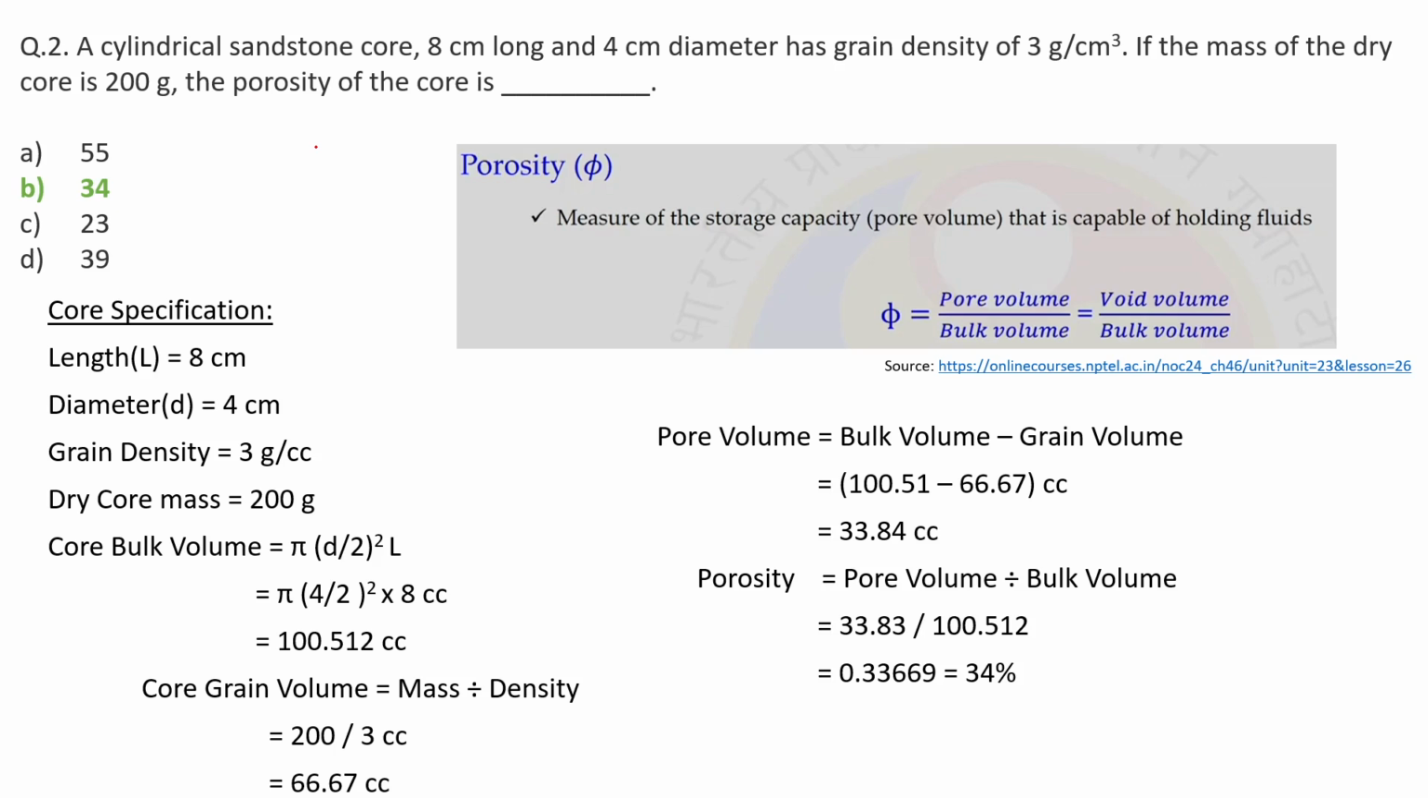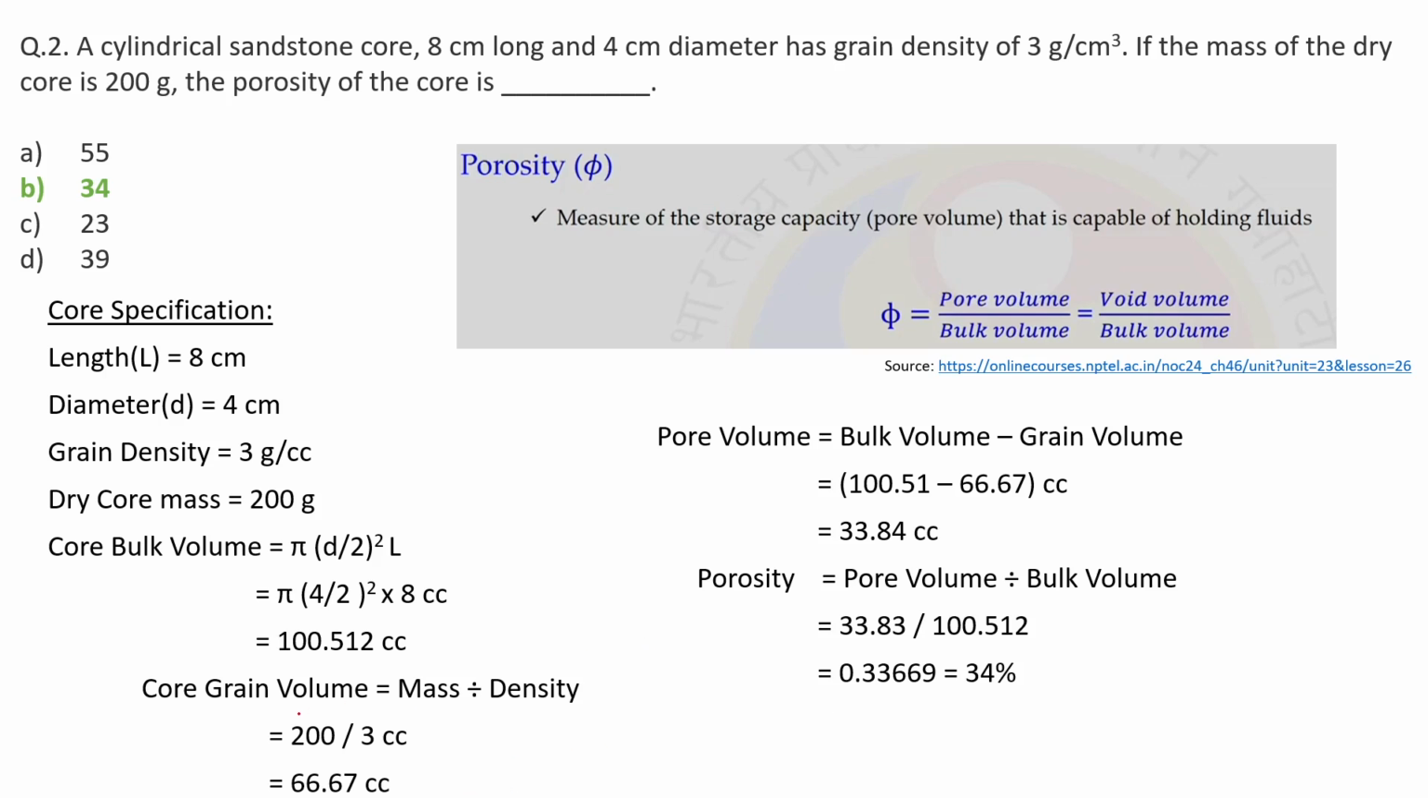So here in the question the length of the core is given as 8 centimeter, diameter as 4 centimeter, the grain density is given, that is 3 gram per centimeter cube, and the dry core mass is 200 gram. From these, what we need is the pore volume and the bulk volume. From the data given, we can find the bulk volume, since the length and diameter are given, so we will get the core bulk volume. Now the core grain volume can be defined by the density and mass of the cylindrical sandstone core.